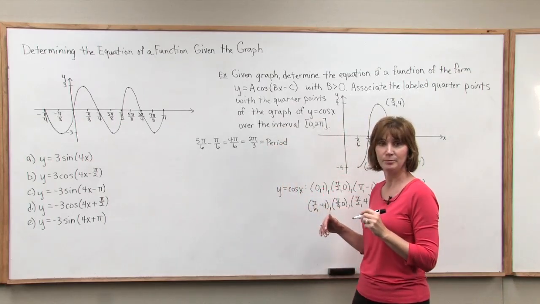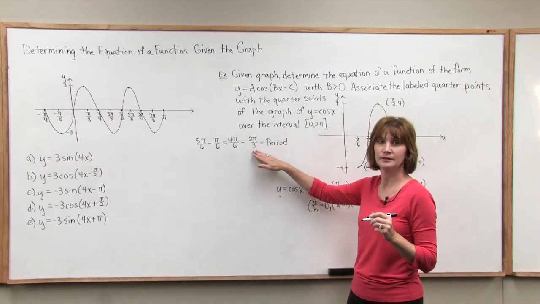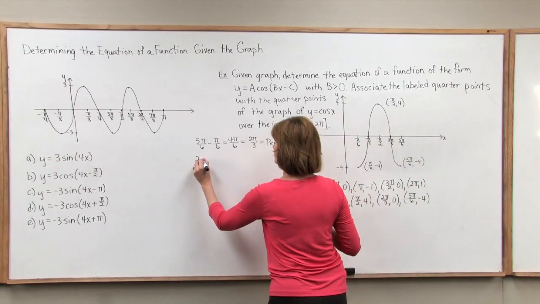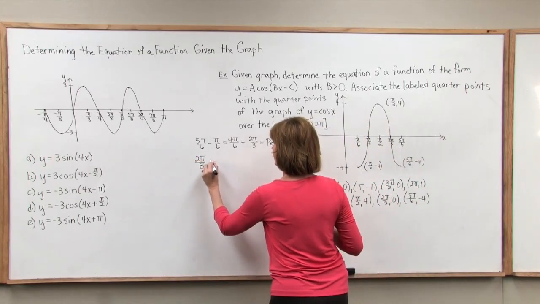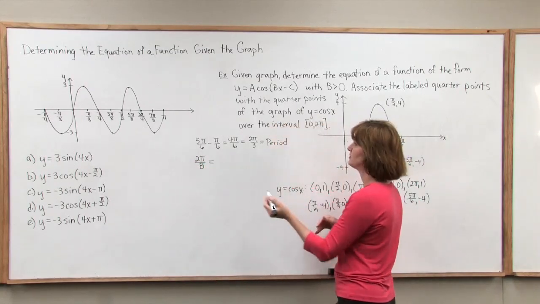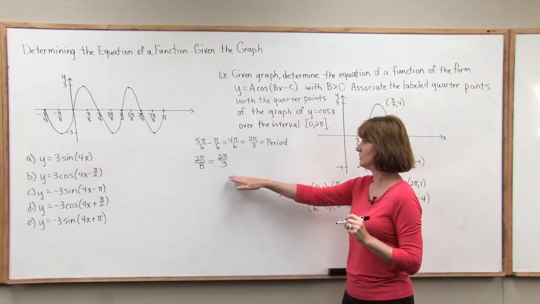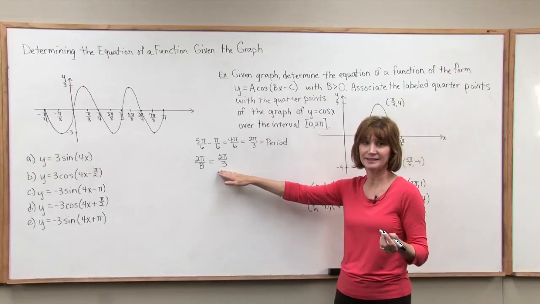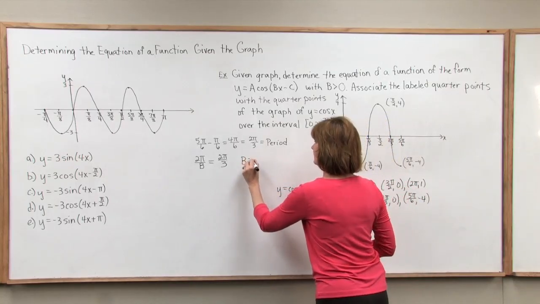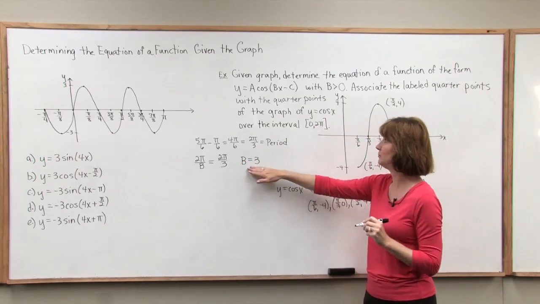Now, do you remember how to find the period? Exactly, so to get the period, you take 2 pi and divide by b. Remember, we're assuming b is positive this time. So we can easily see that in this case, b is 3. Okay, so now we know b.